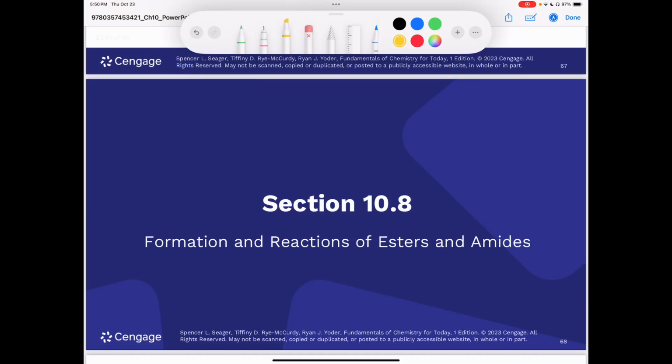Okay, the last section of chapter 10 deals with formation and reactions of esters and amides. And I would say that this is arguably the most important section of the chapter because it is the most content heavy. Okay, there's a lot of important reactions you need to know from this section.